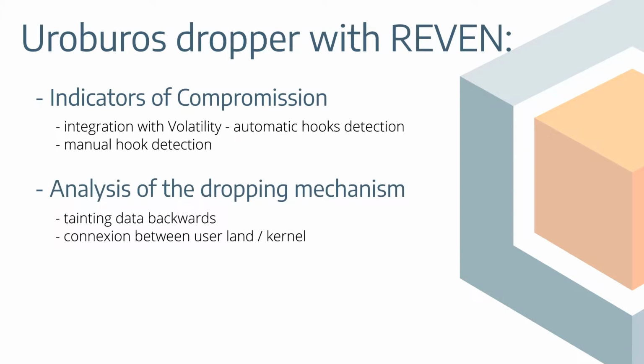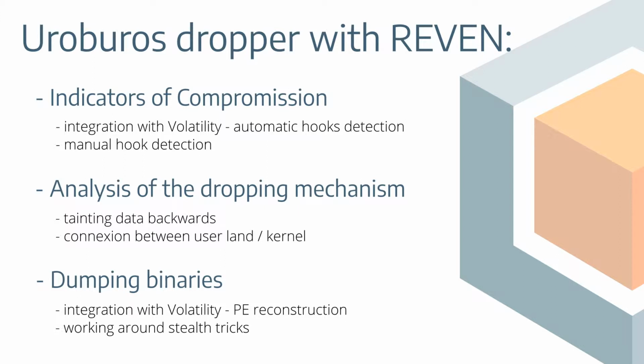Second, that by using the taint engine, we can get a good idea of the dropping mechanisms the malware used. And finally, that by using the Python API in conjunction with manual analysis, we can dump all binaries involved, including those that don't appear on disk or somehow try to hide.